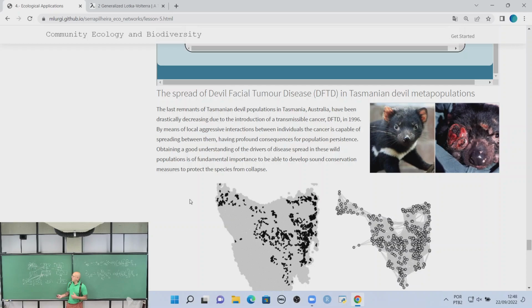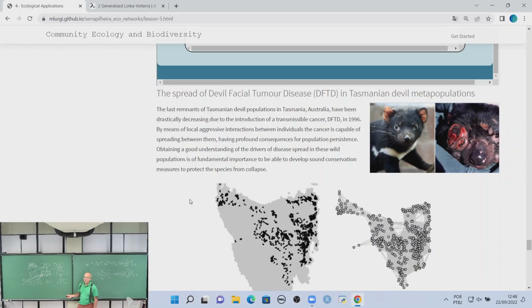And as I said before, inside each of these little dots, which are now our local patches, we had an individual-based model in which we defined local rules of interaction. In this particular case, the relevant interaction is fighting. When they fight with each other, they transmit this tumor to each other. The likelihood that they are going to fight is based on how close they are to each other and how big their home ranges are. This information is the only thing that we use to define local interactions, as you might see in the code, between these individuals.